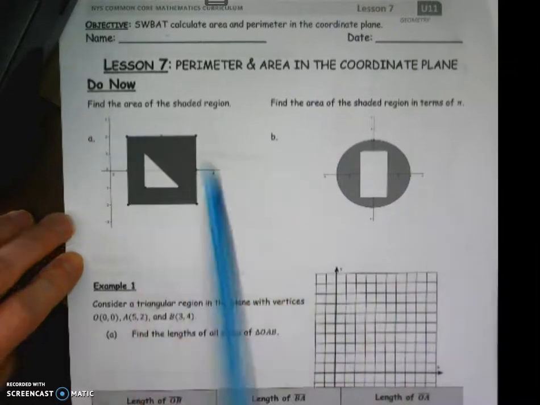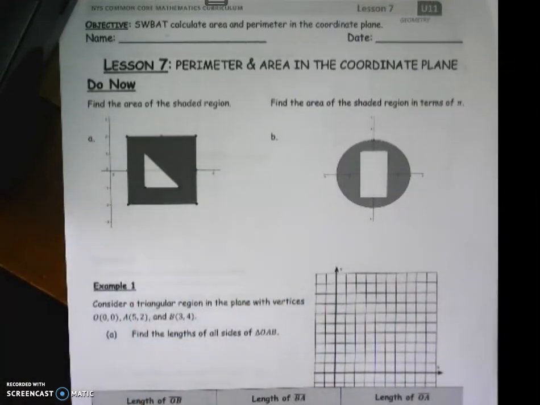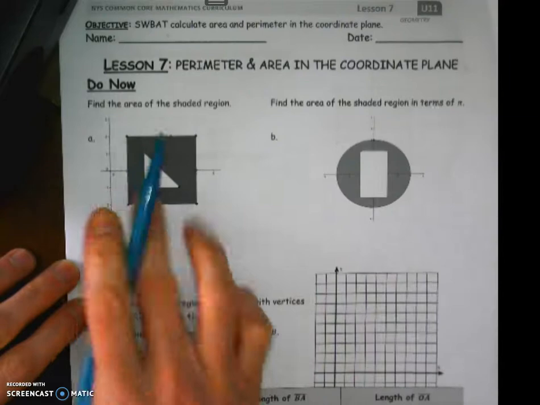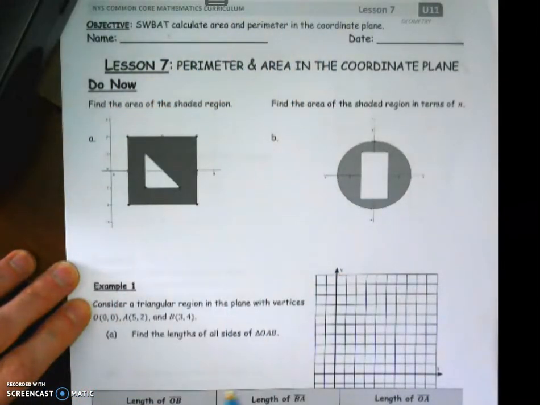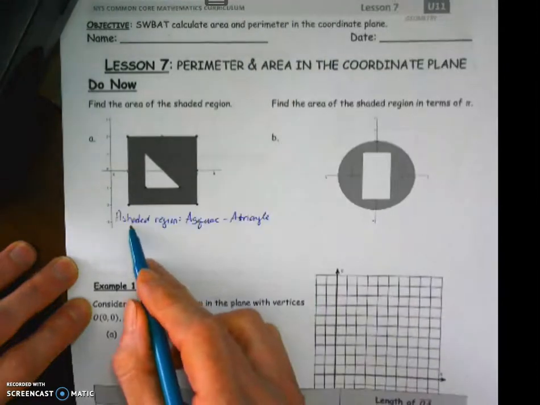So for the do now, this should be pretty simple. You're going to find the area of the shaded region, which means you're going to find the area of this entire square, and then you're going to subtract out the area of that triangle. Okay, so I just wrote that down.